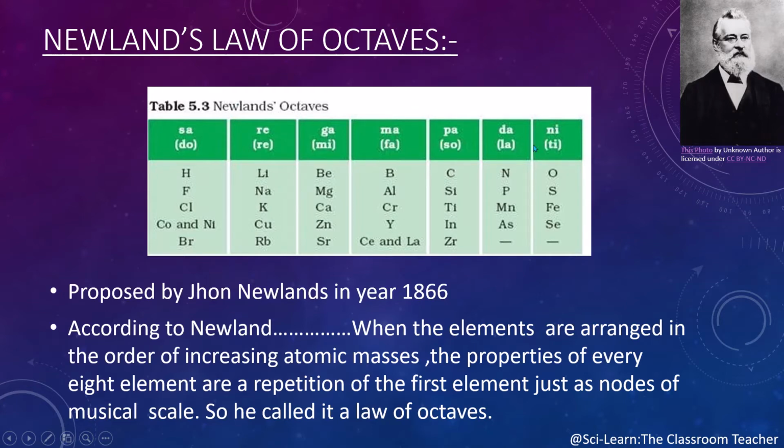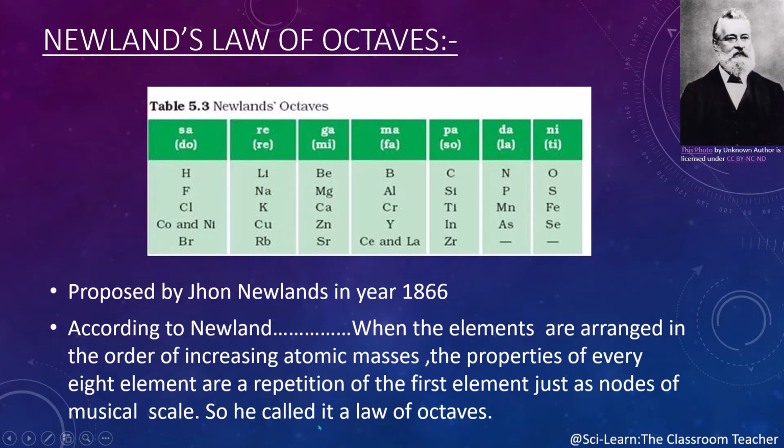Sa, re, ga, ma, pa, dha, ni, sa. Sa is the repetition. According to Newlands, in English music also, do, re, mi, fa, sol, la, ti, do. It means the eighth note is the repetition of the first one. Newlands explained that when the elements are arranged in order of increasing atomic mass, the property of every 8th element is a repetition of the first element, just as notes of the musical scale.